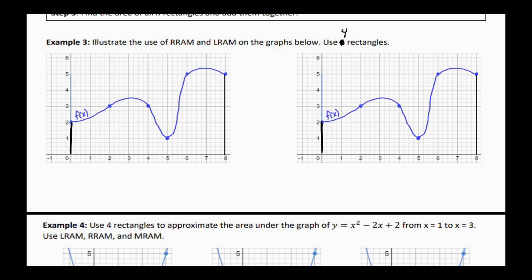Okay. So RRAM, we start at the right edge. So the first rectangle is going to be from 0 to 2. So what I'm going to do is I'm going to go up at 2 until I reach the function. Stop right there. Make a dot. Draw my rectangle. That's the first rectangle because this is RRAM.